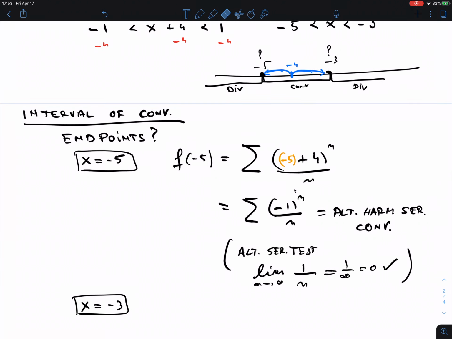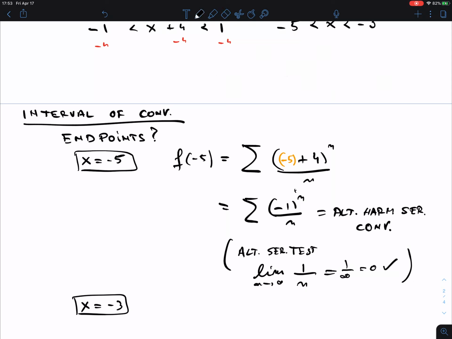So I should have, okay, let me make my picture. I'm going to make my picture over again because it's now, okay, so we have this interval, we have the center here.